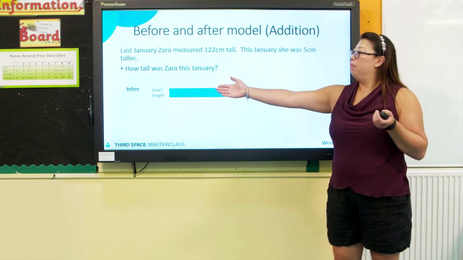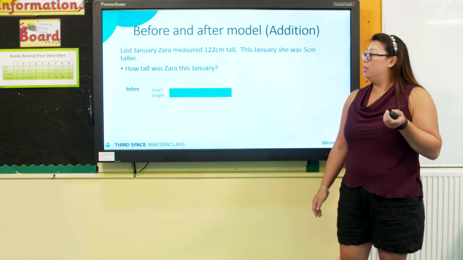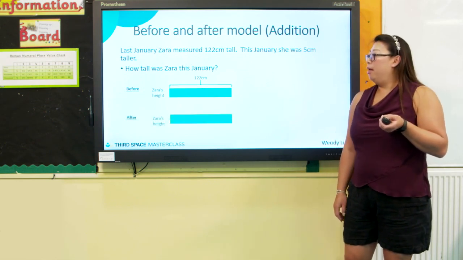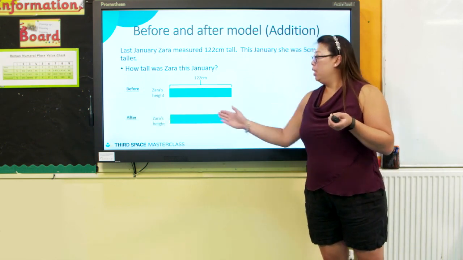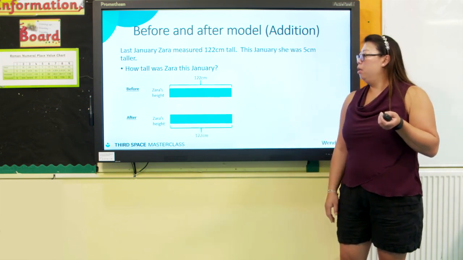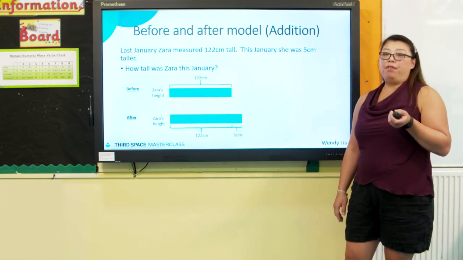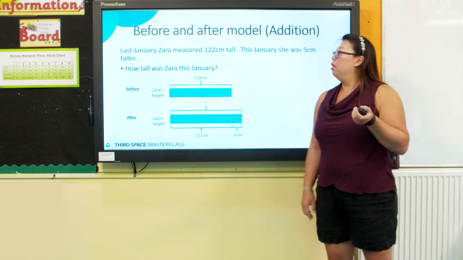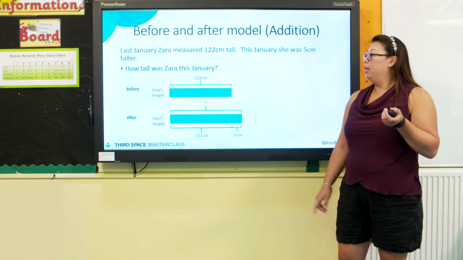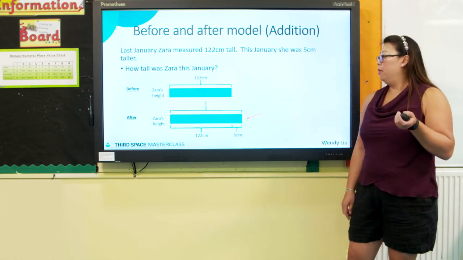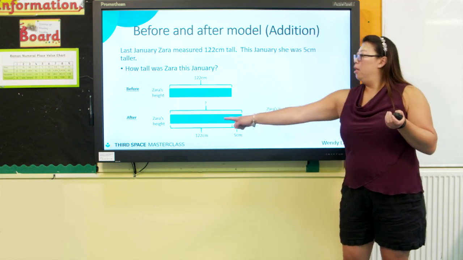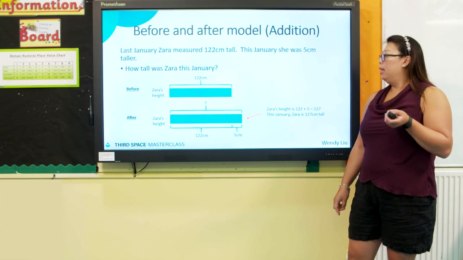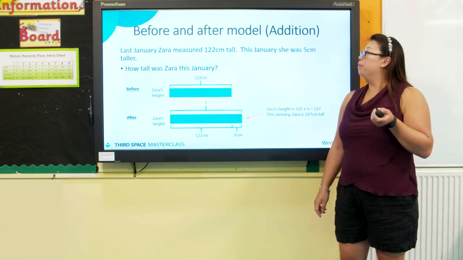So before, Zara's height is represented by this bar, and she was 122 centimetres tall. And then afterwards, we've got Zara's height, the original 122, but we also know that she grew 5 centimetres taller. So the question, how tall is Zara this January, is this whole bar here. So 122 plus the 5 makes 127 centimetres. So Zara is 127 centimetres this January.